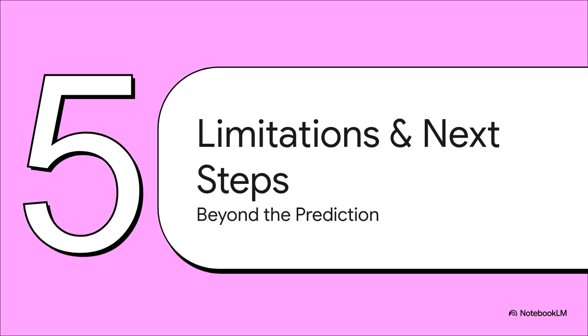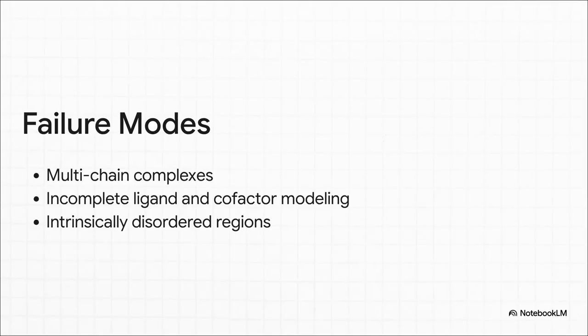Finally, Section 5, limitations and next steps. Let's look beyond just the prediction. As miraculous as this tool is, it's vital to remember it isn't perfect. Standard AlphaFold really struggles with multi-chain complexes. If you've got multiple proteins interacting, you absolutely have to use the specialized AlphaFold multimer version instead. It also generally fails at completely modeling ligands and cofactors, which we know are often crucial for a protein's actual function. And, like we just covered, it isn't going to give you a single static structure for those intrinsically disordered regions.